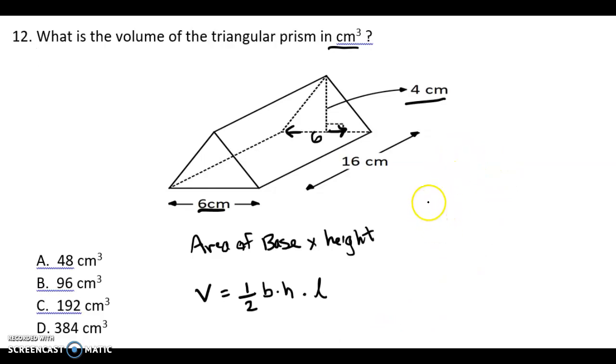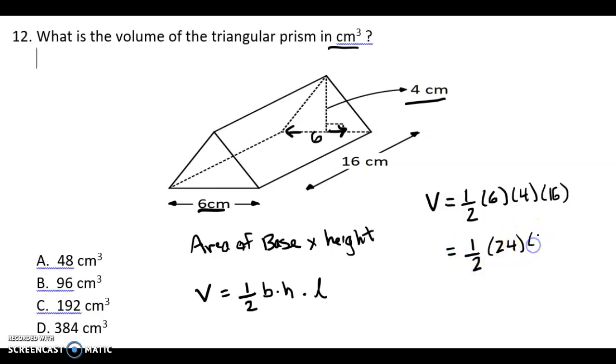So let's fill in those values. We've got 1/2 of 6 multiplied by 4 multiplied by 16. So you have 1/2 of 24 times 16. Half of 24 is 12.